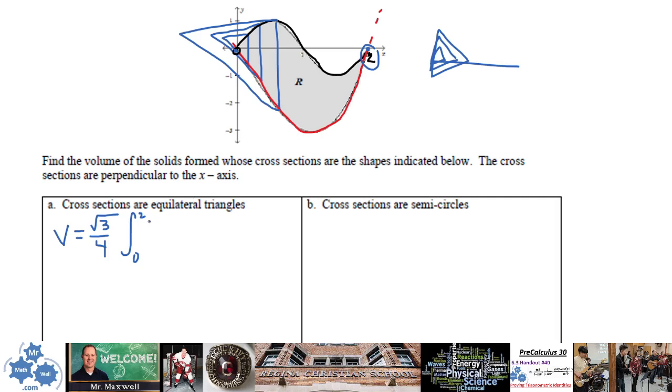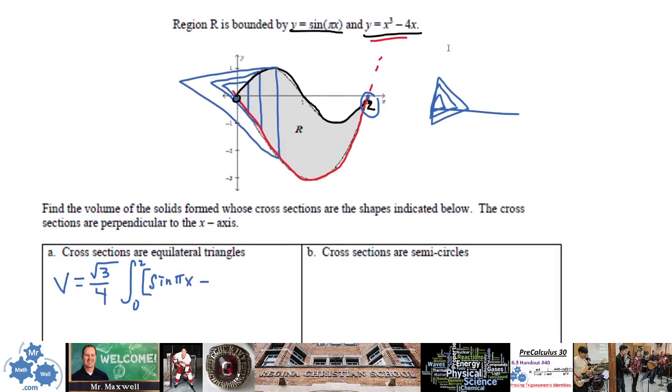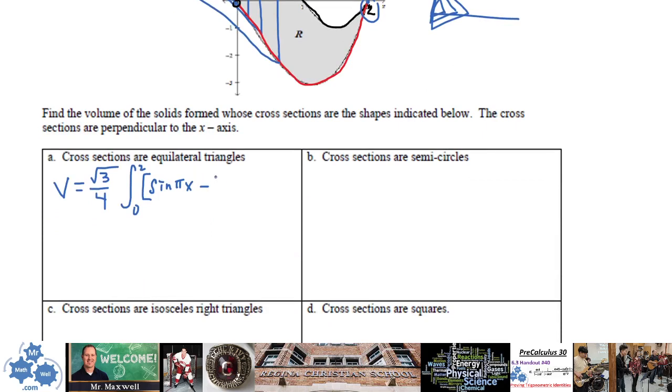And we're looking for f of x minus g of x sort of thing. So we've got the upper function, which is sine of pi x, isn't it? Sine of pi x, minus the lower function there, x cubed minus 4x. So we're actually subtracting that x cubed minus 4x. Okay. And then we're going to square this. All right, so that's what that looks like, and of course we could simplify this by distributing that negative sign and so on.